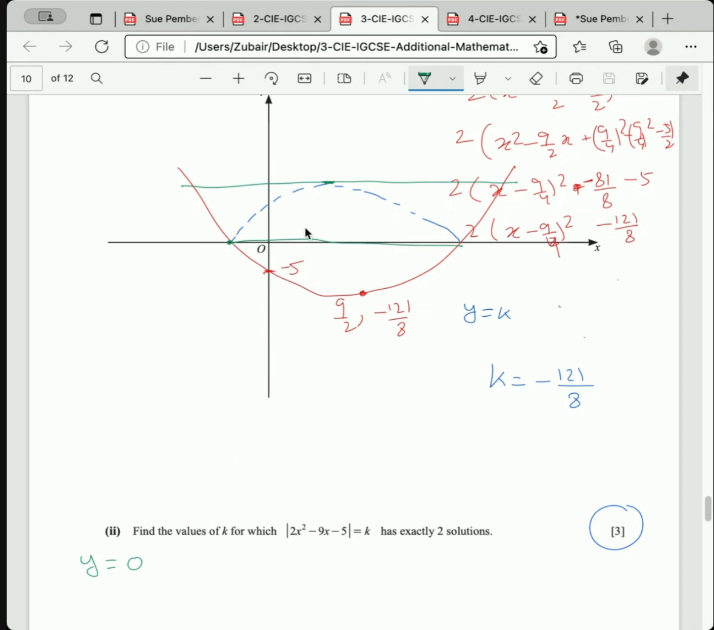So we already had this as minus 121 by 8. So when you just flip it, it goes to 121 by 8. So at this point, we are having three intersections. So it needs to be, make it k, k is greater than, not equal to, k is greater than 121 by 8. These are the two answers where you will get two intersections.